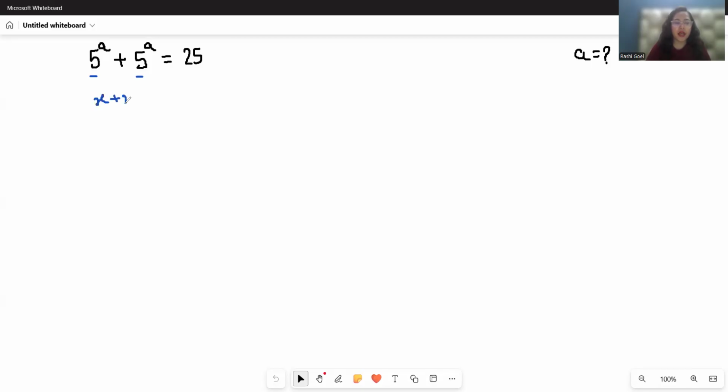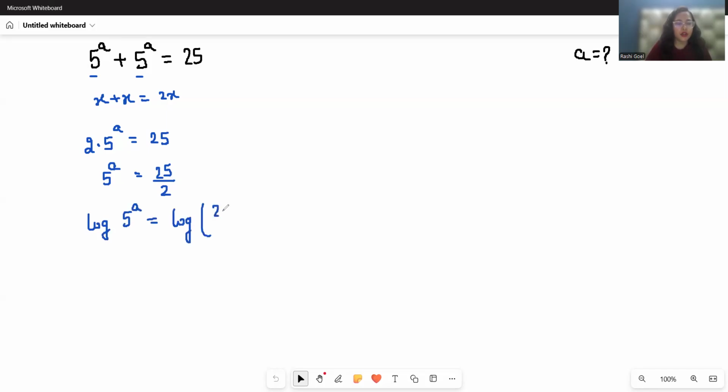Like x plus x, we can write 2x. So we can write this as 2 times 5 power a is equal to 25. Now find the power: 5 power a is equal to 25 by 2. Now I am taking log on both sides. So log 5 power a is equal to log 25 by 2.